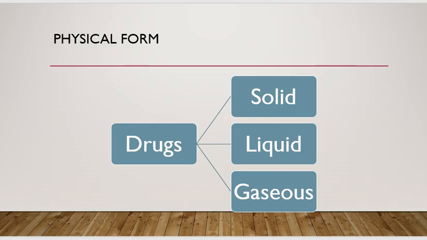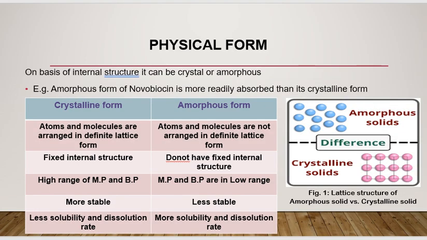Now the API of the drugs can come in various physical forms. There are three major forms of drugs: solid drugs, liquid drugs and gaseous drugs. The physical form of the solid drugs can be classified as the crystalline form and the amorphous form.